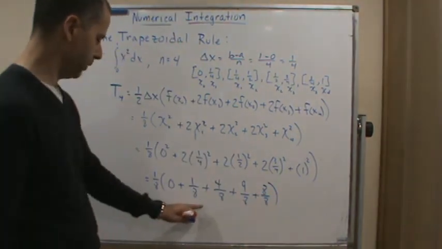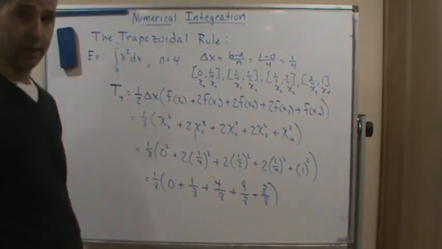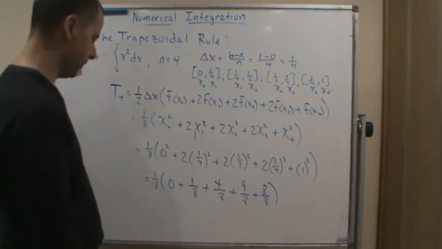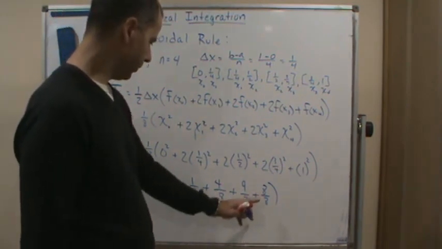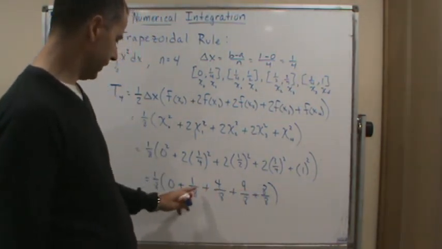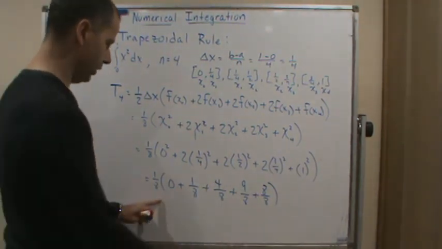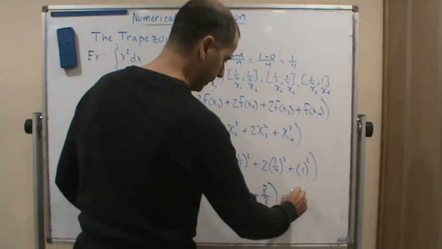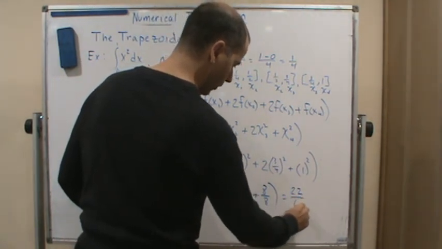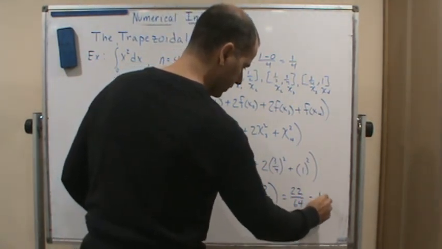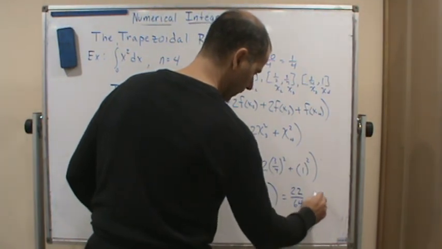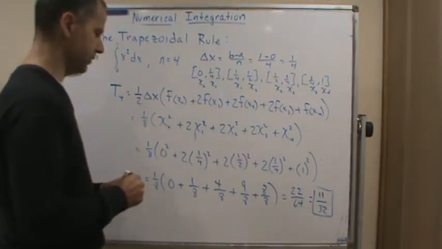Okay, and the reason why I put them all as eighths is so I can easily add these fractions. So if we add these together, what do we get? We get 22 eighths, or multiply that by 1/8, we get 22 64ths, which gives us 11 32nds. And that is the answer.